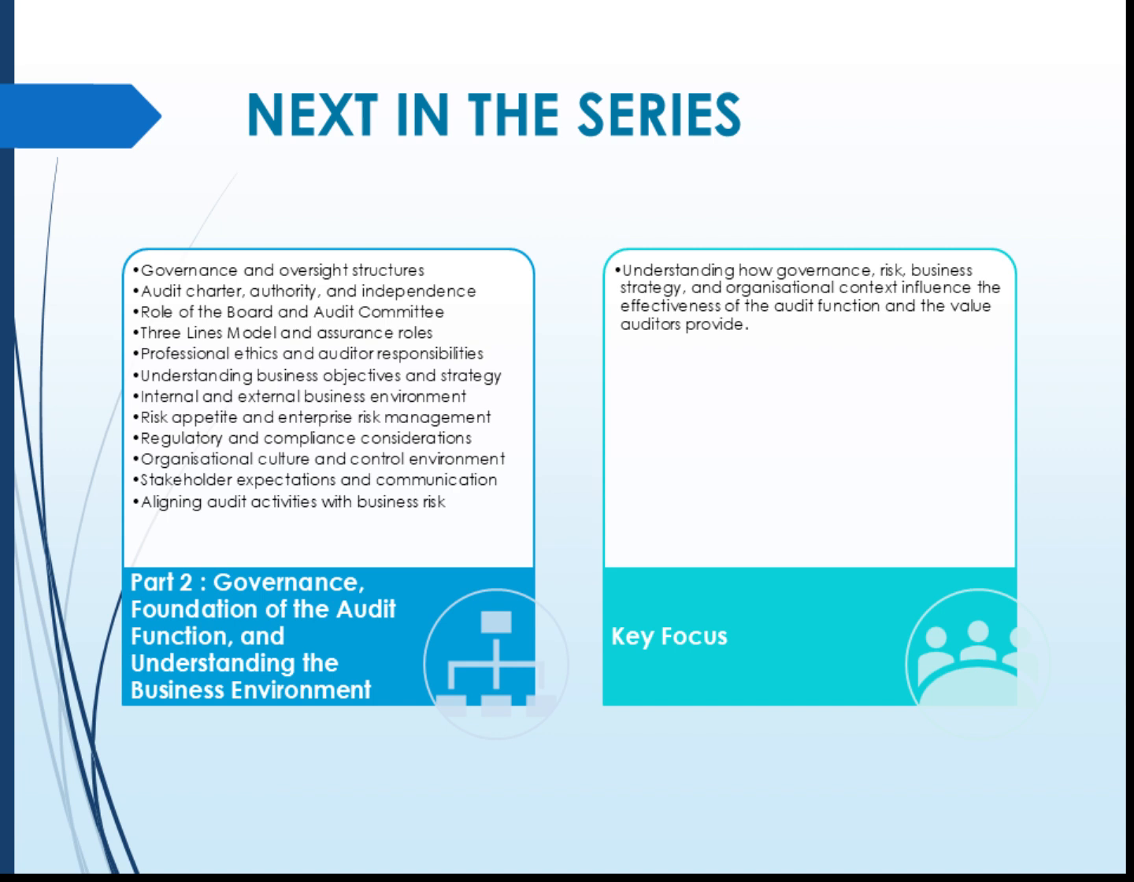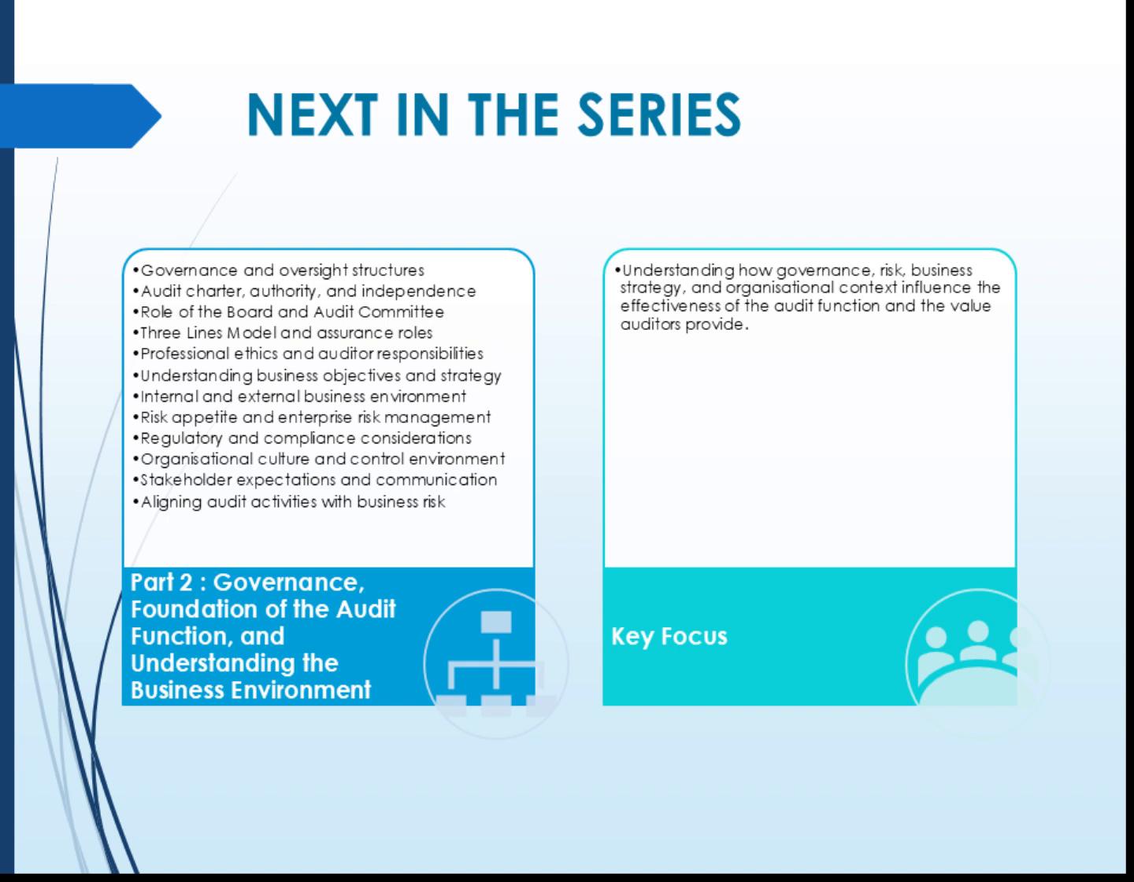environment and audit effectiveness. In Part 2, we will explore governance and oversight structures, including the roles of executive management, the board, and the audit committee. We will also discuss the audit charter, audit authority, independence, and objectivity, which form the foundation of a credible and effective audit function. Another important area is the three lines model and how assurance responsibilities are distributed across management, risk and compliance functions, and internal audit.